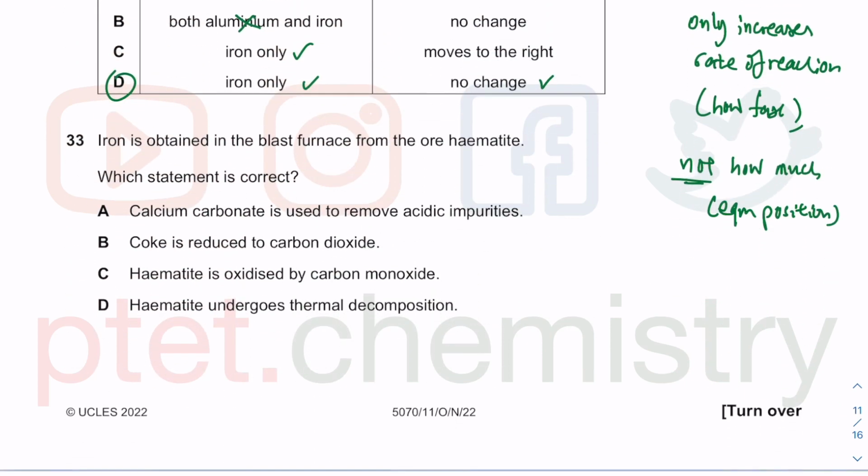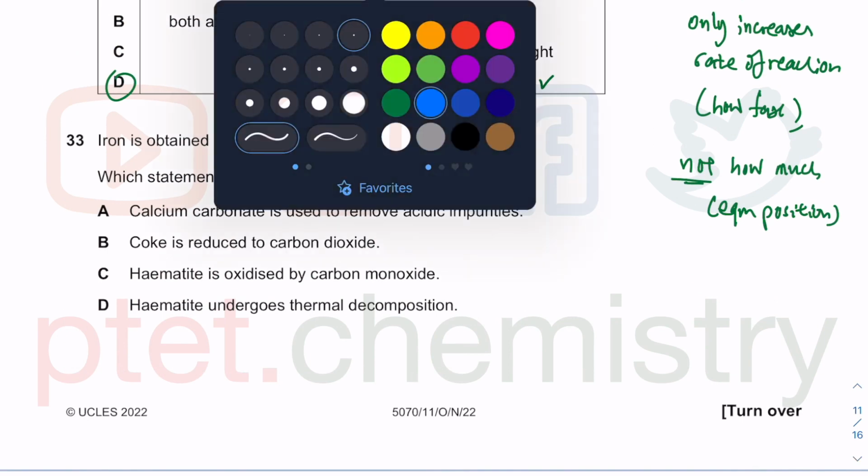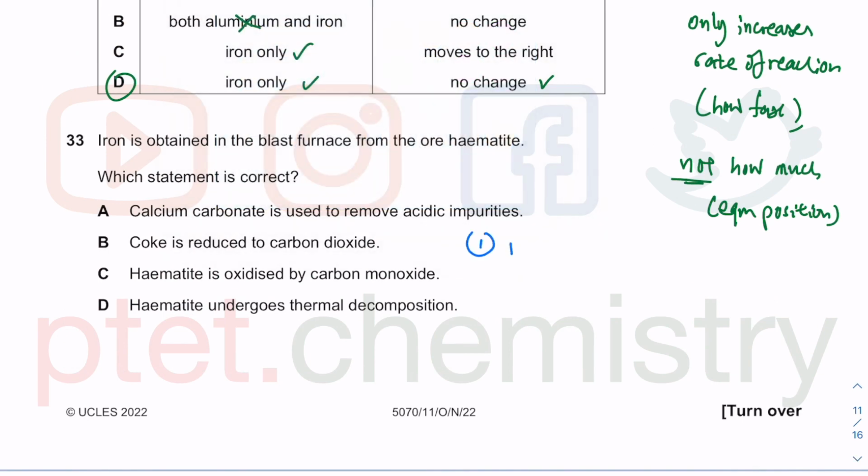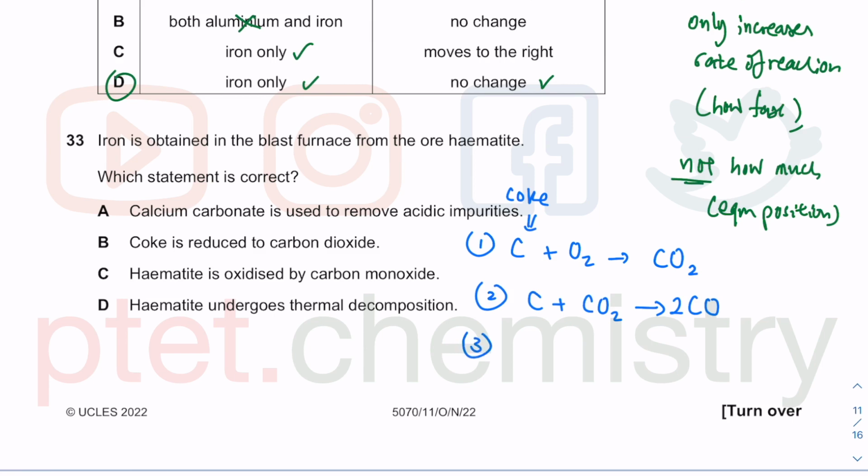Question 33, we have the extraction of iron in the blast furnace. We know that there are quite a lot of steps. The first of which is the carbon. So that's why you need the carbon, charcoal or the coke. So this is your coke there, reacting with oxygen to give you carbon dioxide. And then your carbon can react with more carbon dioxide in a redox reaction to give you carbon monoxide. And then your carbon monoxide is the key ingredient as your reducing agent.